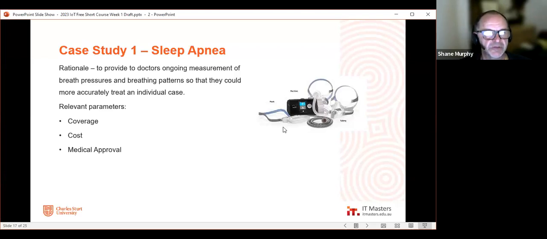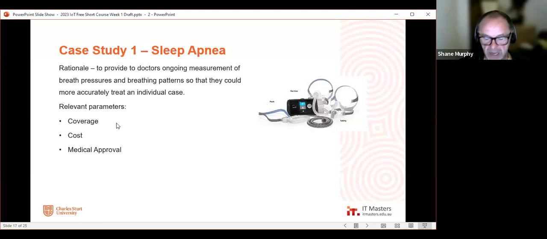You've obviously got the CPAP machines, as they call them, what are they called? Continuous positive airway pressure or something. And we were involved in one of the early designs of these where they added reporting back into the system.